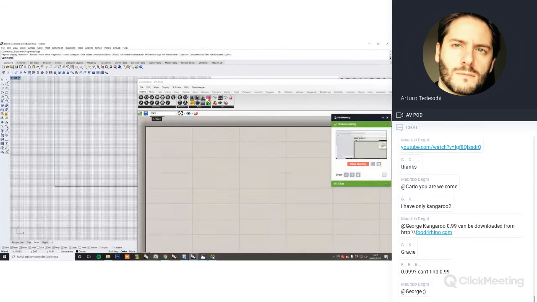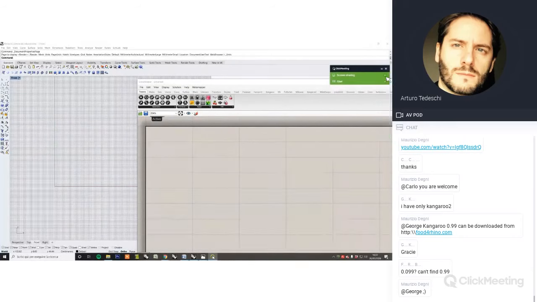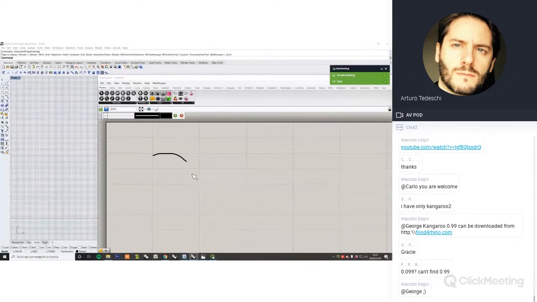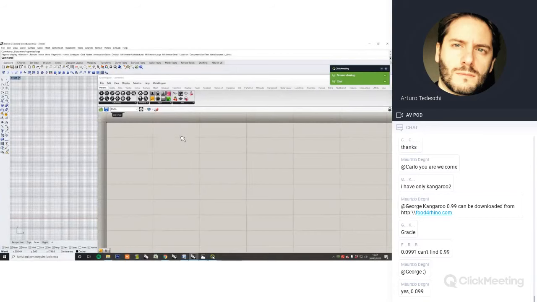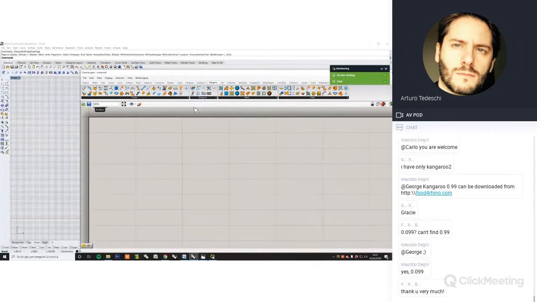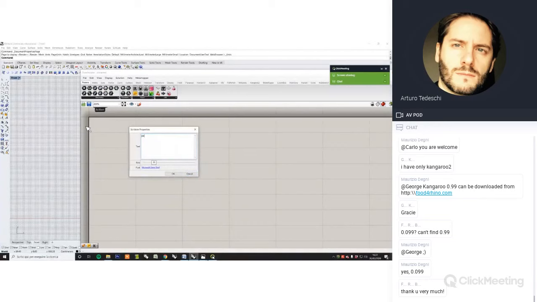Kangaroo is not difficult to use, but it relies on a specific workflow that we need to understand. Let's start from a simple cable simulation. My idea is to simulate the physical behavior of a cable suspended at A and B, under self-weight. Let's go in Kangaroo. Kangaroo is a plugin which installs a set of sub-tabs with many components inside. Basically, we can define Kangaroo as a particle-spring system solver.